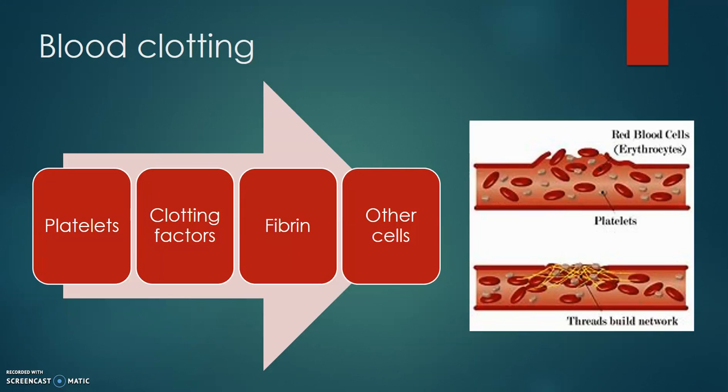Stage 3, this is when the fibrin molecules polymerize, meaning they create a web and trap more platelets and act like a glue to help stick everything in place. And stage 4 is the other cells, for example red and white blood cells, which help seal the wound and ensure the plug is sealed, and help keep it strong and compact.